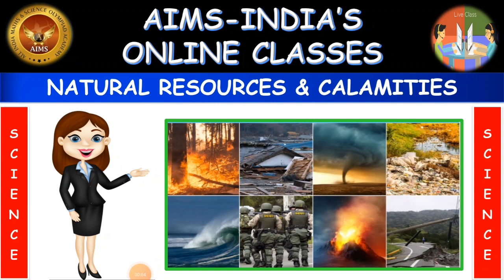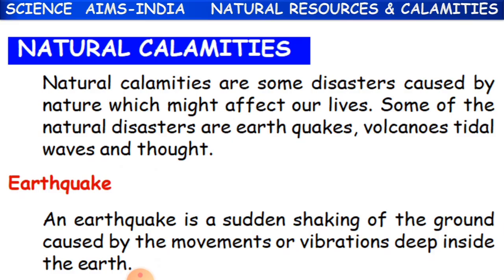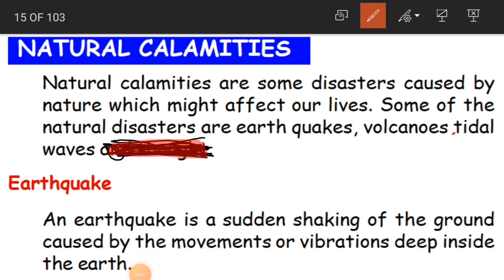So today from our science subject we are going to continue the lesson Natural Resources and Calamities. Yesterday we have discussed natural resources. Okay children, and now we are going to learn about natural calamities. Natural calamities are some disasters caused by nature which might affect our lives.